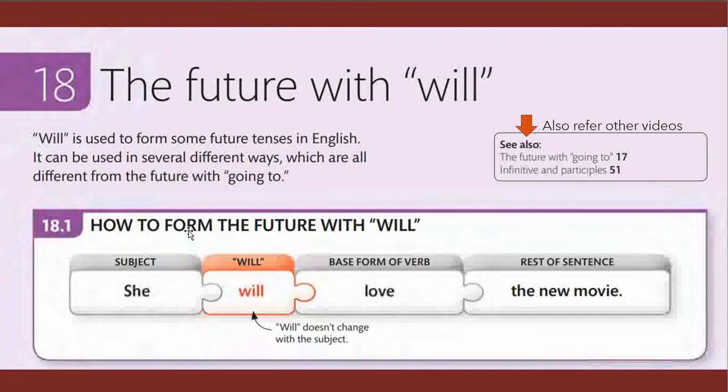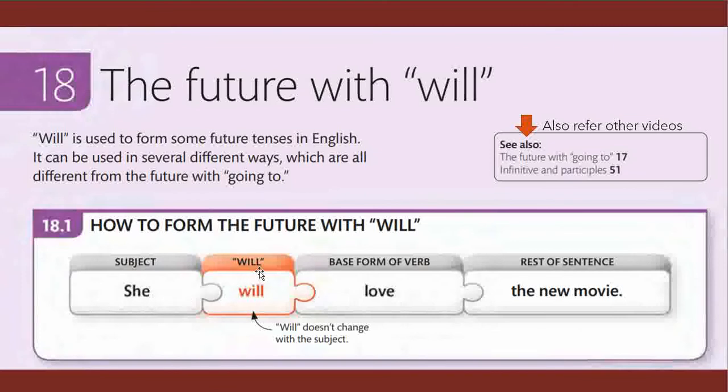Let us first see how the sentence is constructed, how to form the future with will. Let us study the table. The table has the subject. Subject can be a noun or a pronoun. Pronoun can be in the first person, like I or we. Second person pronoun, for example, you. Third person pronoun, for example, he, she, it, or they. Over here, we have taken the third person pronoun, she.